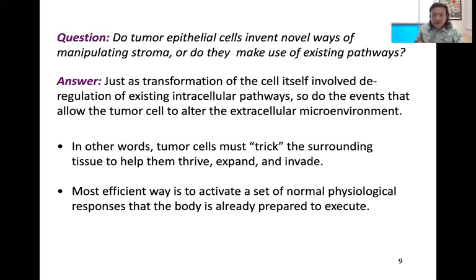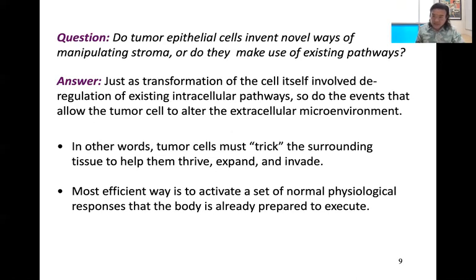In other words, tumor cells must somehow trick the surrounding tissue to help them thrive, expand, and eventually invade the surrounding tissue. And the most effective or efficient way for the tumor cell to get the stroma to do its bidding is to activate a set of normal physiological responses that these stroma cells, as part of the normal healthy tissue of your body, are already prepared to execute, right? I hope that makes sense, right?